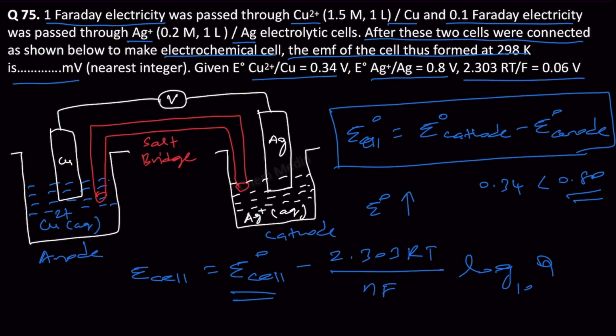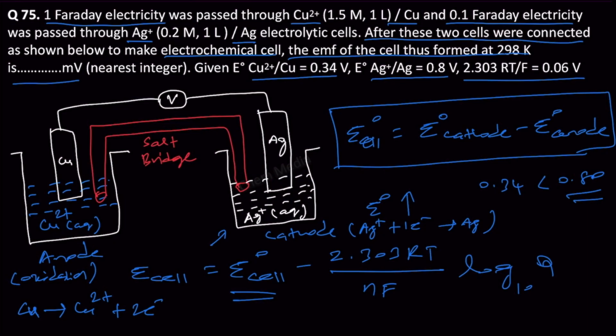Okay? So, therefore, in this case reduction is happening at this end because it is always anodic oxidation and cathodic reduction. So, reduction is happening here. Ag plus gaining an electron and becoming Ag, and here oxidation is happening in the anode. So, Cu becoming Cu2 plus and giving 2 electrons. So, that means the electron flow is this way, isn't it? So, that part is clear.